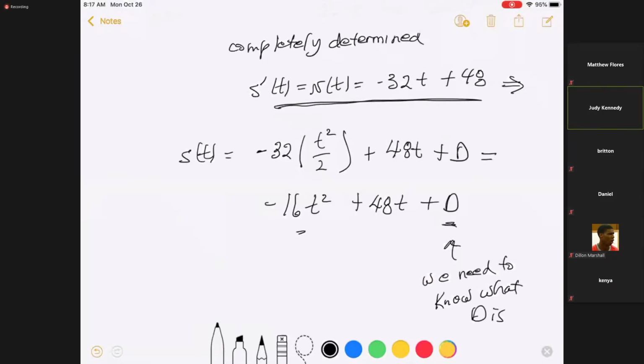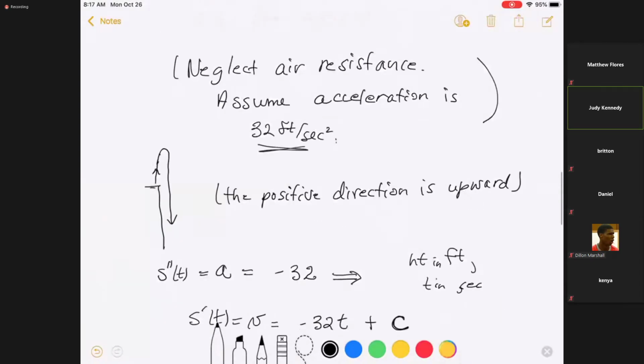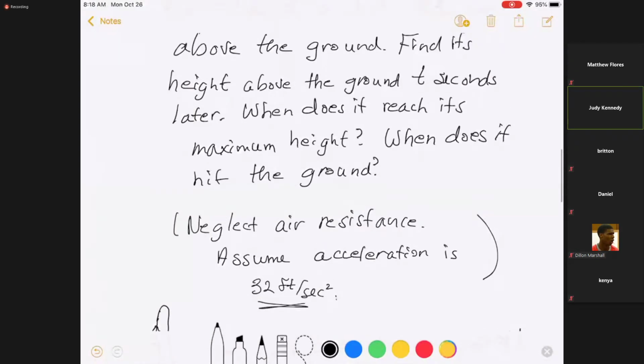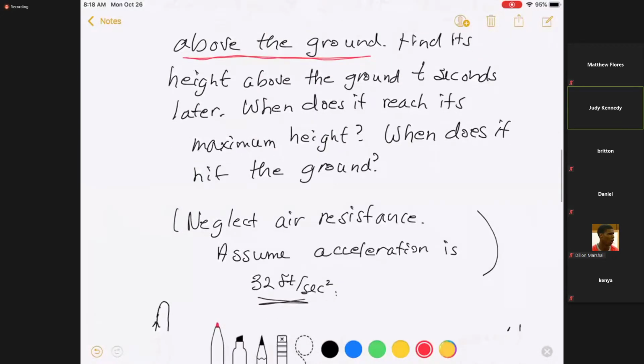Okay, and what's going to tell us about what d is? Well, back to the problem. Here's where we're going to use this piece: from the edge of a cliff that's 432 feet above the ground. So when you start the problem, you're up at a level of 432 feet. Here's my little picture.